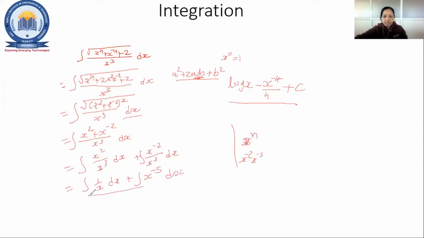And now you know the concept of this, right? 1 by x dx plus x raised to minus 5 dx. So 1 by x, that means log x. This is the first answer. Fine. Now x raised to minus 5. That means compare it with x raised to n. So what is the integration of x raised to n? That is x raised to n plus 1 upon n plus 1.